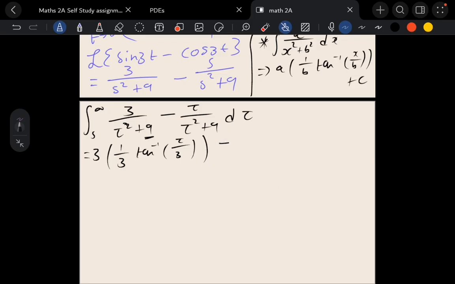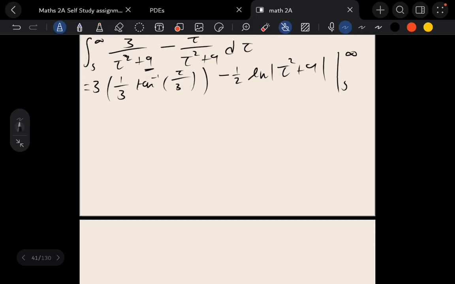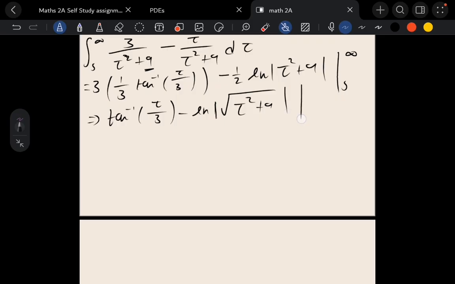Minus, what is the integral of tau over tau squared plus 9? It's going to be minus 1 over 2 ln of tau squared plus 9, between s and infinity. So the 3 will cancel. So I'm going to have the arctangent of tau over 3 minus ln of the square root of tau squared plus 9, between s and infinity.